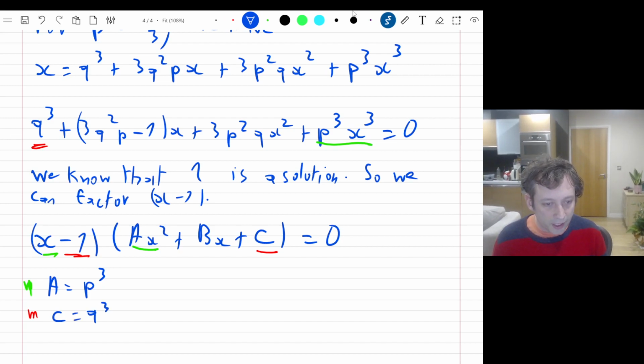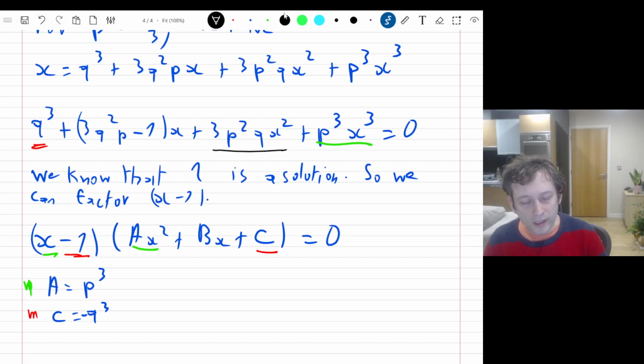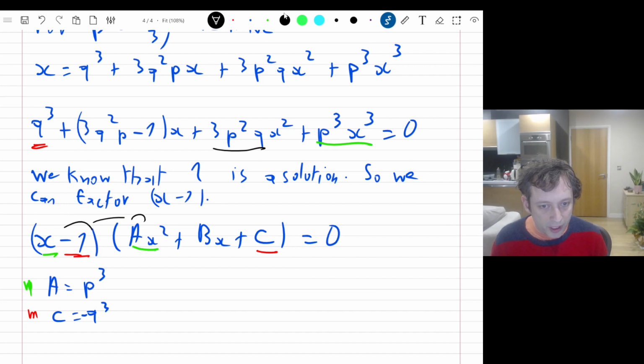Now there's a minus sign because there's a minus here, of course, and there's no minus here. And so we found A and C easily. B is a bit harder because if you think about it, we're going to have things mixing up. The best thing you can do is this 3p squared q, which is the coefficient of x squared, is going to come from A times minus 1 plus B times 1. So, the invisible 1 in front of this x.